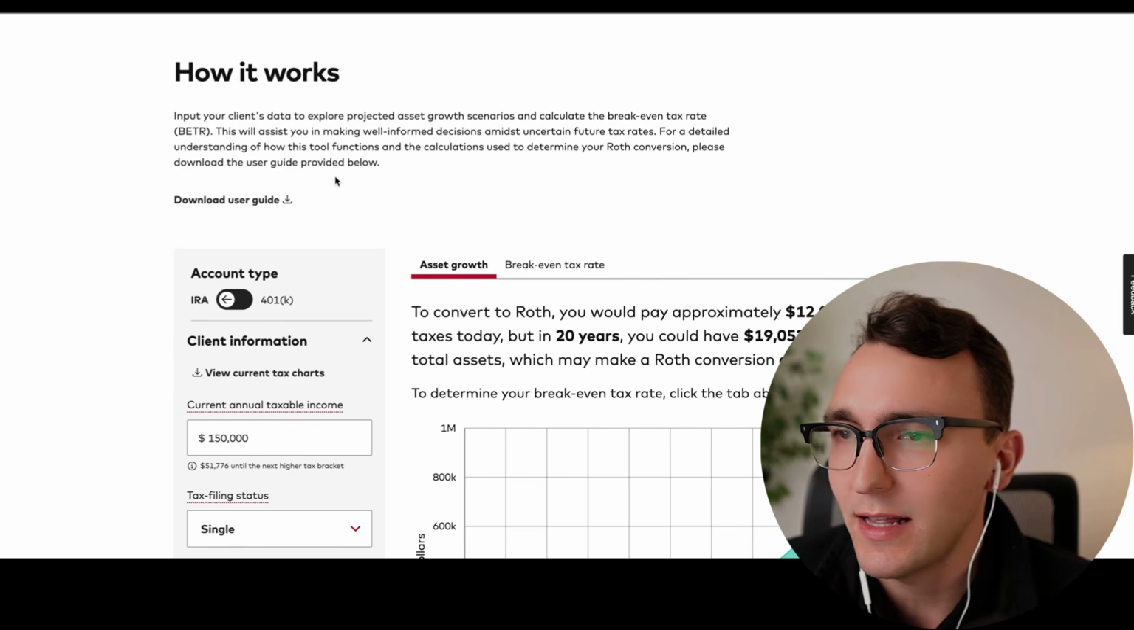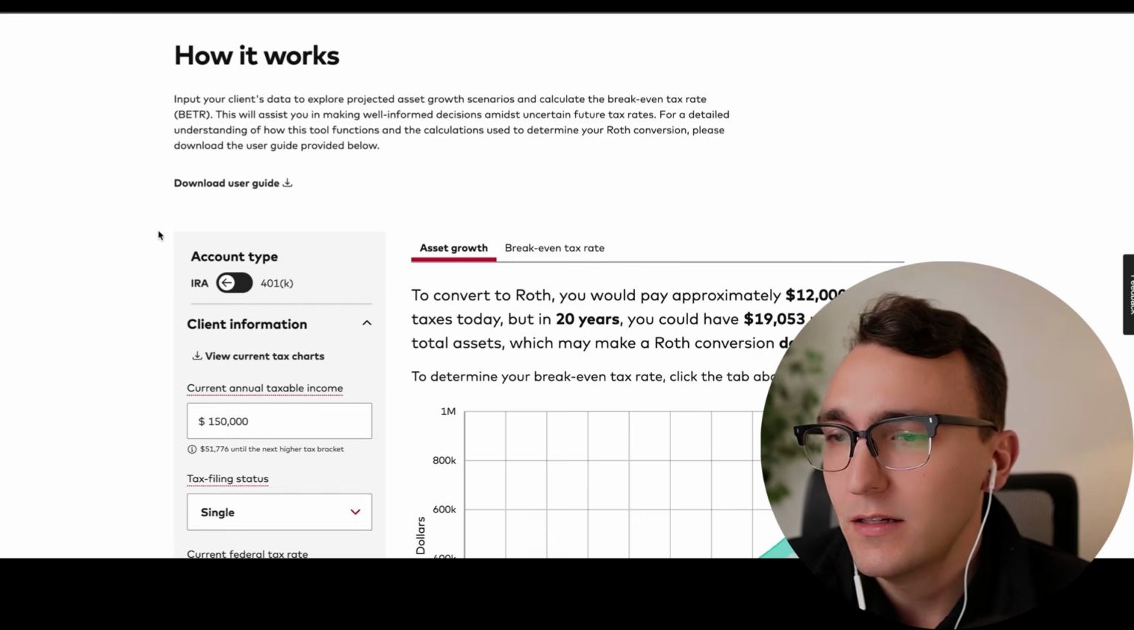Input your client's data to explore projected asset growth scenarios and calculate break-even tax rates. This will assist you in making well-informed decisions amidst uncertain future tax rates. For a full detailed understanding of how this tool functions, the calculations used to determine your Roth conversion, please download the user guide provided below.